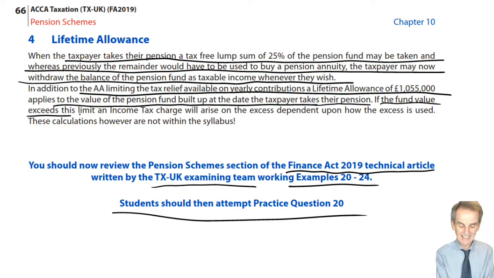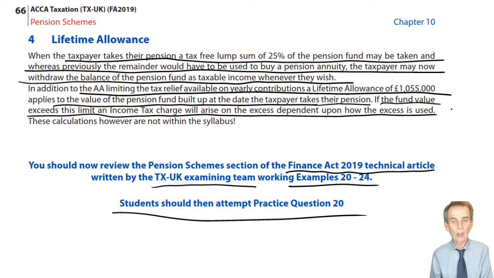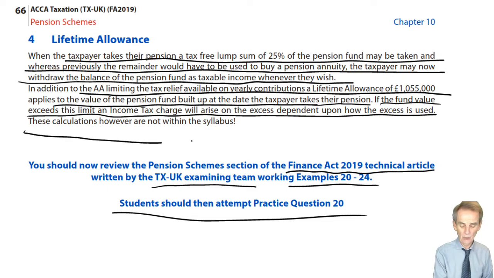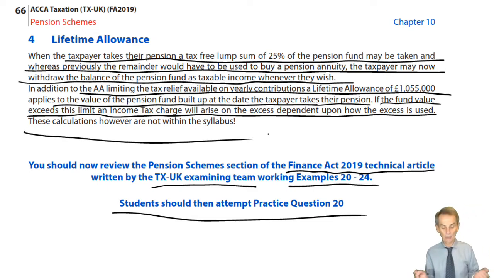If the fund value exceeds this limit, an income tax charge will arise on the excess, depending on how the excess is used. None of which do we need to know about because those calculations are not within the syllabus. We simply have to be aware that if we go above that lifetime allowance of £1,055,000, then additional tax charges will be made when you take your pension. What they are depends on how you take the pension, the tax-free lump sum or an annuity or a drawdown, none of which you need to be familiar with, and those calculations are outside the scope of your syllabus.